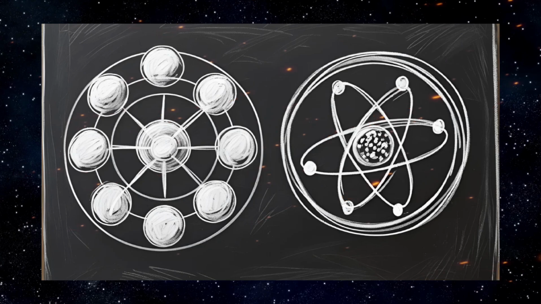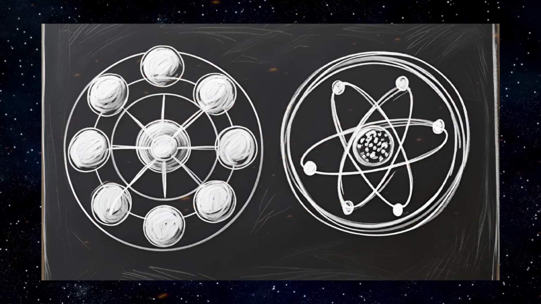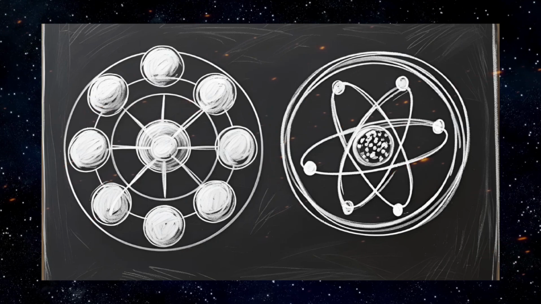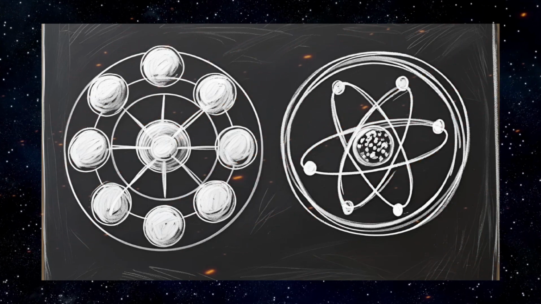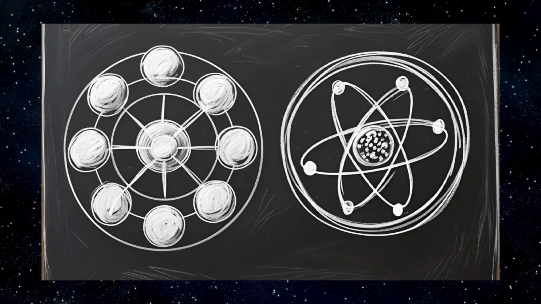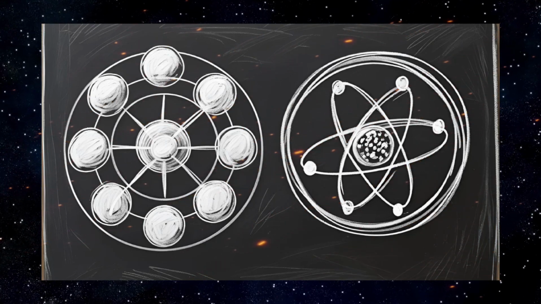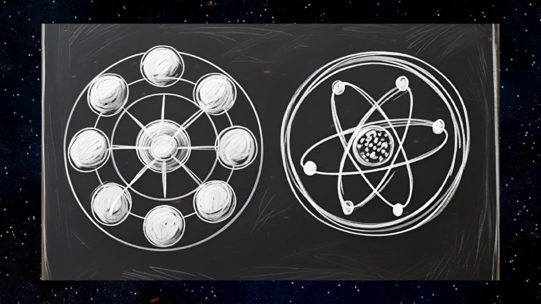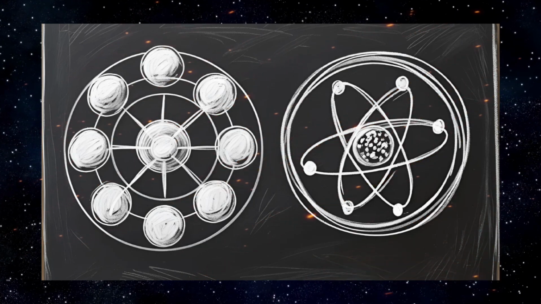Surrounding the nucleus is the cloud of electrons. These are tiny, negatively charged particles that move rapidly around the nucleus in energy levels or shells. The number of electrons in a neutral atom is equal to the number of protons, keeping the electrical balance. Electrons are not located in fixed paths.